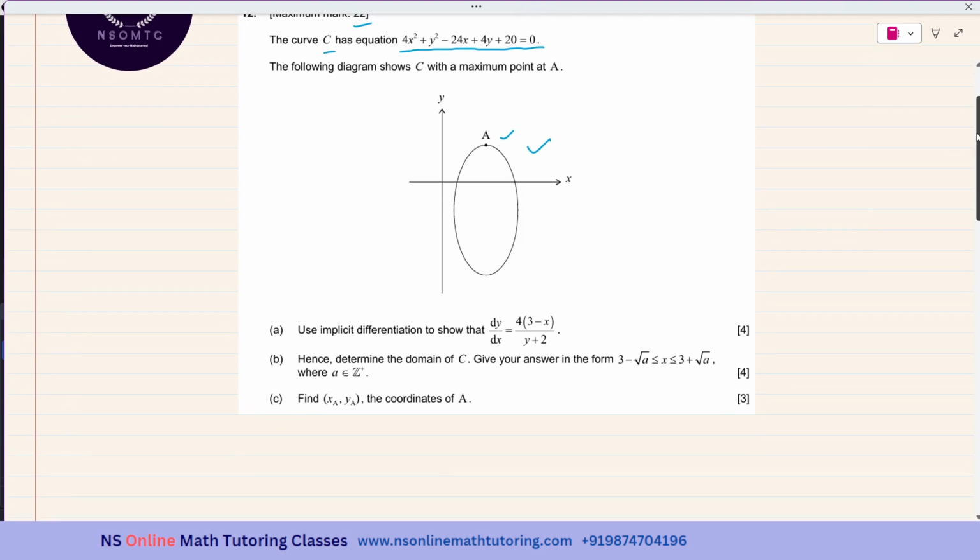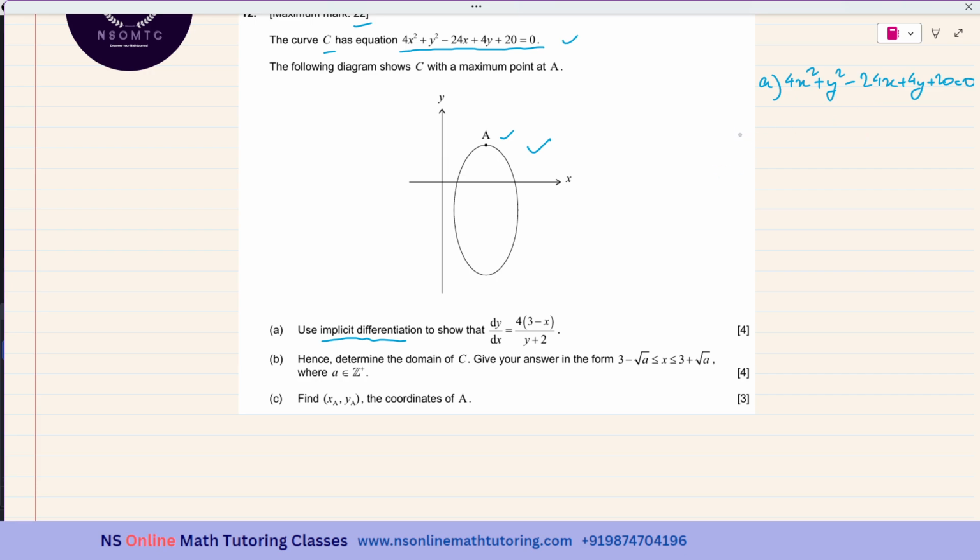Now, subpart A's question is: use implicit differentiation to show dy by dx equals 4 times (3 minus x) divided by (y plus 2). Okay, so let me write the equation first. 4x squared plus y squared minus 24x plus 4y plus 20 equal to 0.